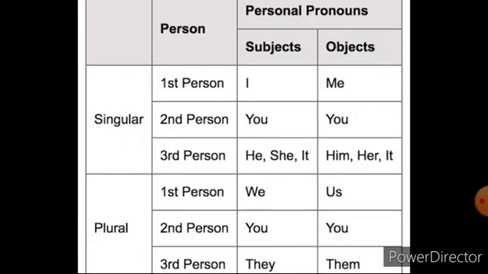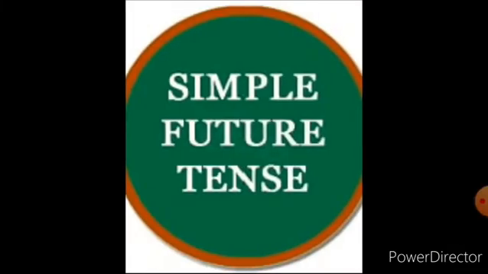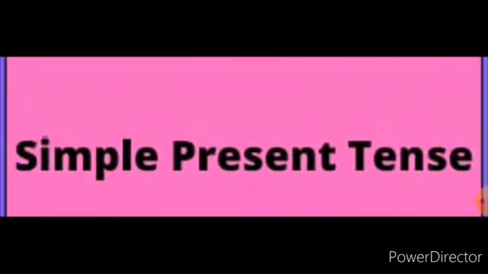Third person singular means he, she, it. And then next in the plural form, first person means we, second person plural means you, third person plural means they. We are going to learn about only the simple tenses, that is simple past tense, simple future tense, and also simple present tense. One is the simple present tense.